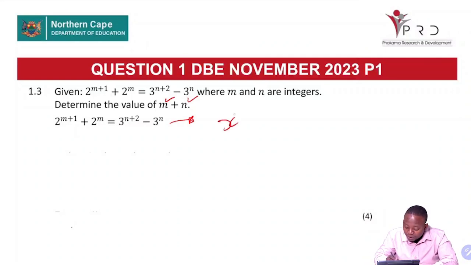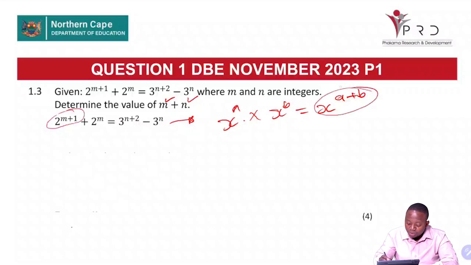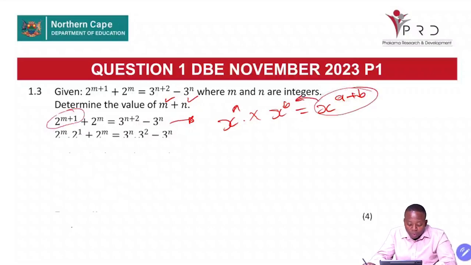Remember, the law of exponents is x to the power a multiplied by x to the power b is the same as x to the power a plus b. So if we check this part, what do we have? We have it in this format. So what do we do now? We have to reverse back.